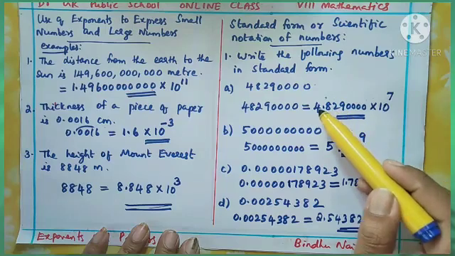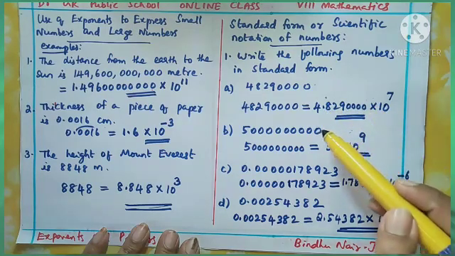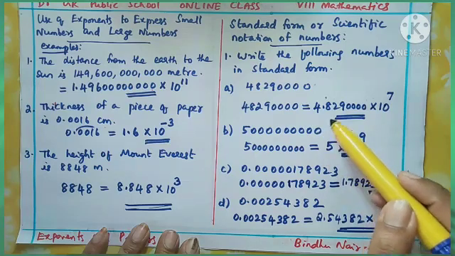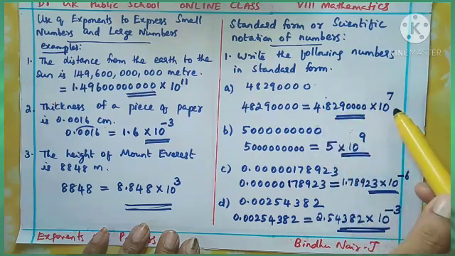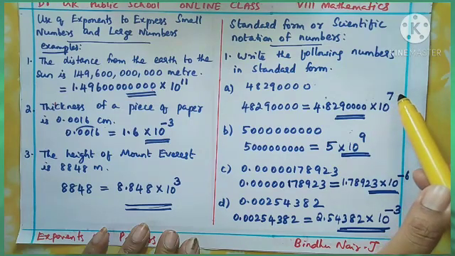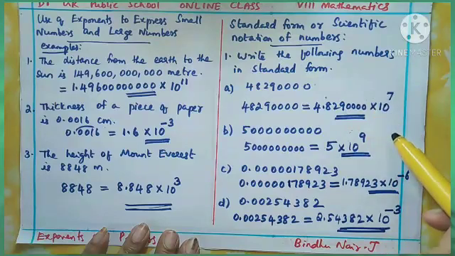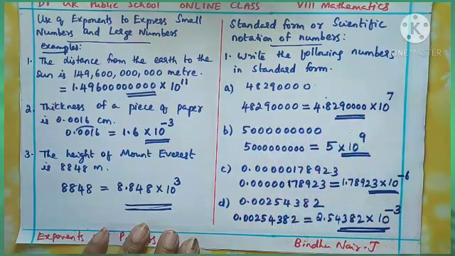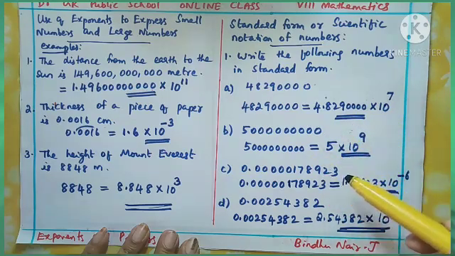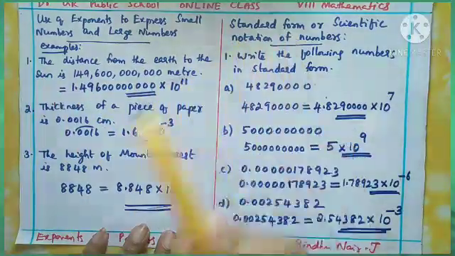Including 1 and excluding 10, as you saw in the introduction video. Understood? So like that, you first make the number and accordingly put the 10 power. If it is a very small number, a negative power will come. If it is a very big number, a positive power will come. So this is the way to represent very large and very small numbers in standard form.